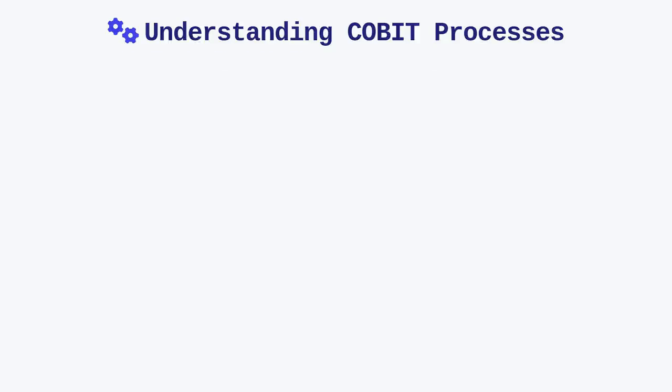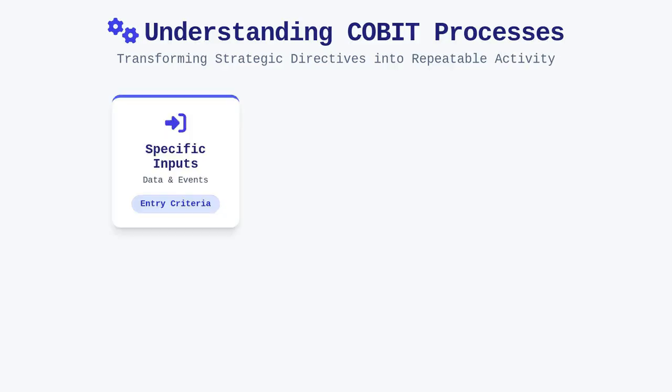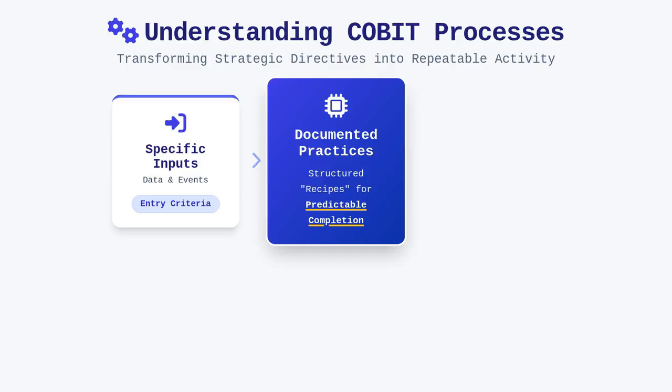In the COBIT framework, a process is defined as a series of activities designed to transform specific inputs into defined outputs, thereby achieving a purposeful objective. Think of this as a structured recipe where specific data or events enter the system and, through a set of documented practices, move toward a state of predictable completion.